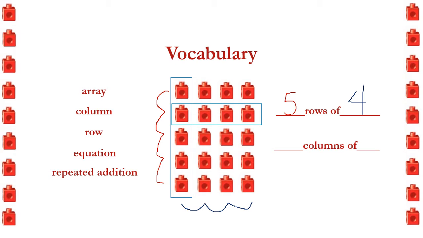Or we would say blank columns of blank. There are 4 columns of 5. Okay, they're exactly the same thing. 5 rows of 4, 4 columns of 5. Let's practice another one like that.